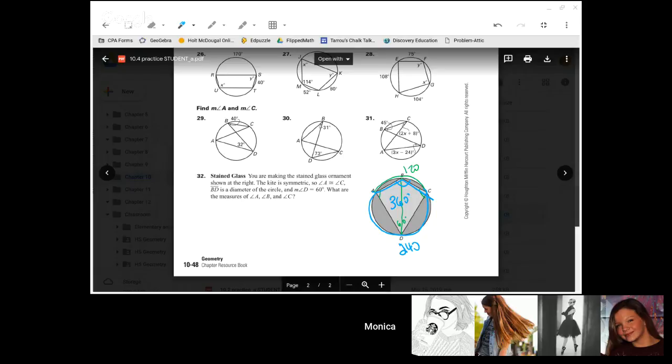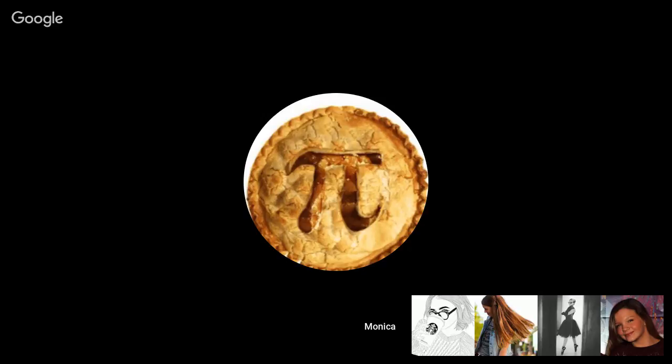Okay. Let's see. So we've got 8 and 9 on the bookwork now and 14 on the worksheet. Let me go ahead and pull up 14 real quick since it's on this same page that I'm on.